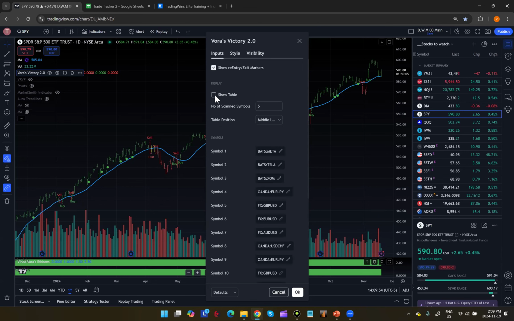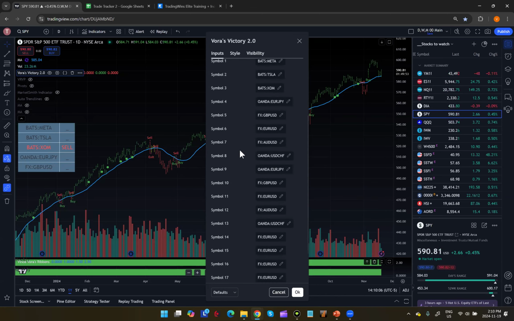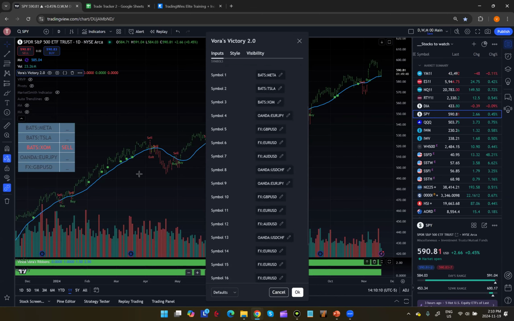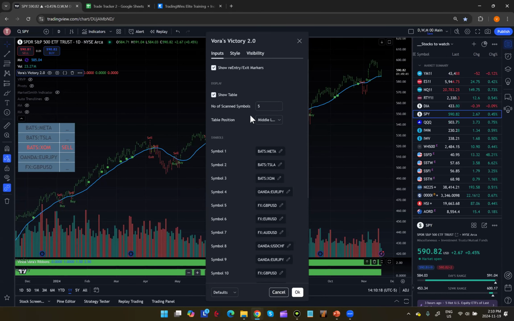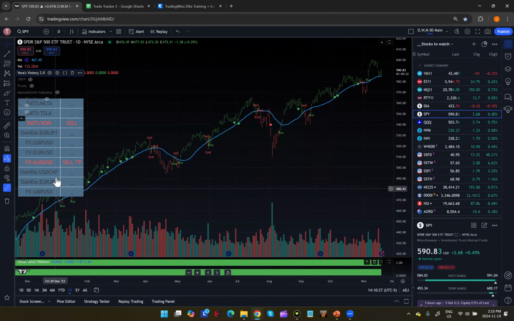The other thing is that there is a table that also comes with this, where you'll see it on the left-hand side here. And in the settings down here, you can add up to 20 different symbols. Right now I have it set with only 5, and you can see the chart only has five rows here. Okay. But if I go up here and I change this 5 to 10, for example, and click OK, now you're going to see that suddenly we have 10 rows here.